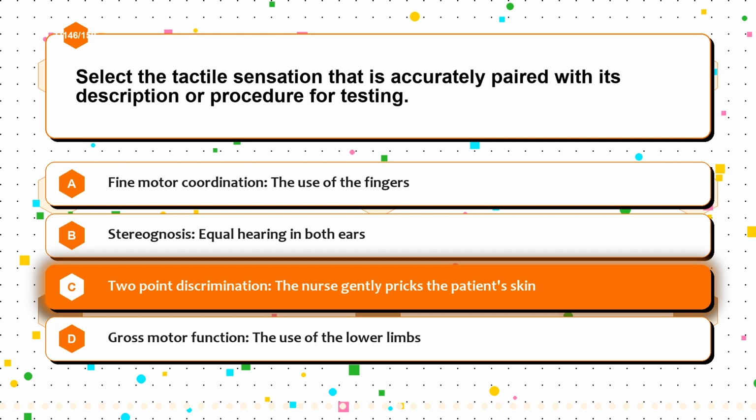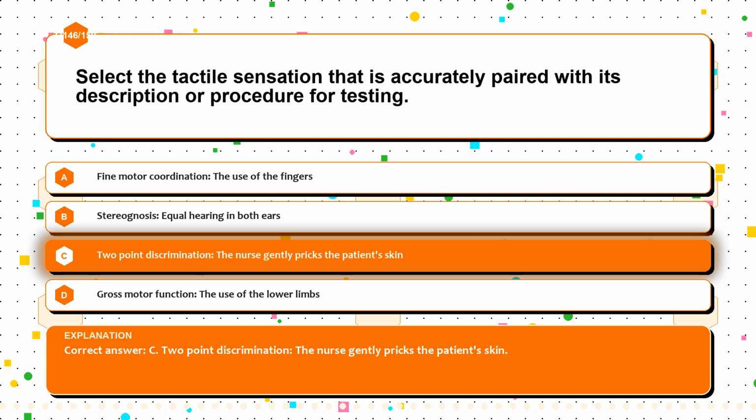The correct answer is option C. 2-point discrimination, the nurse gently pricks the patient's skin.